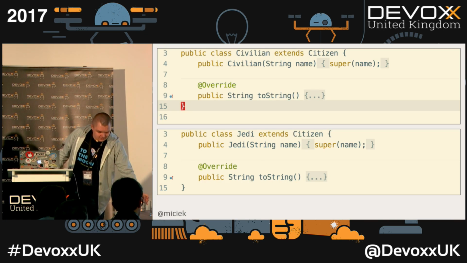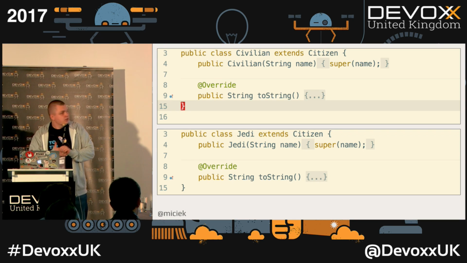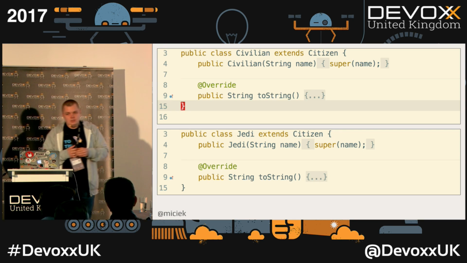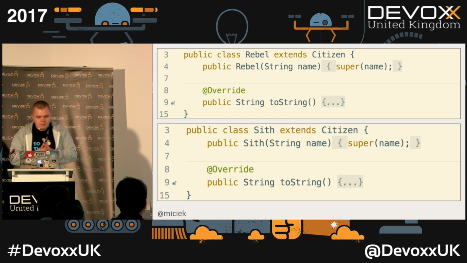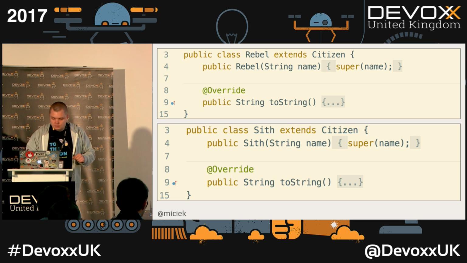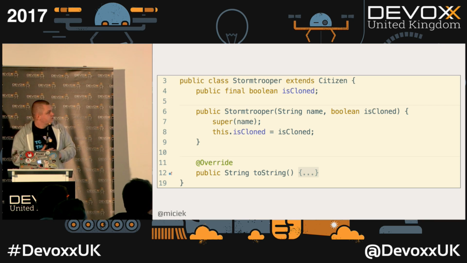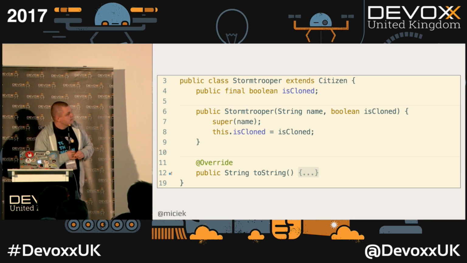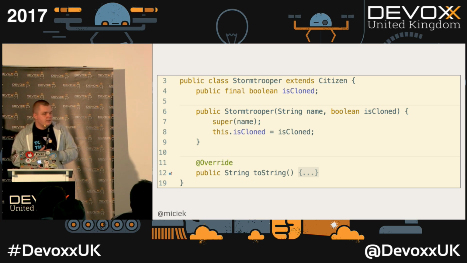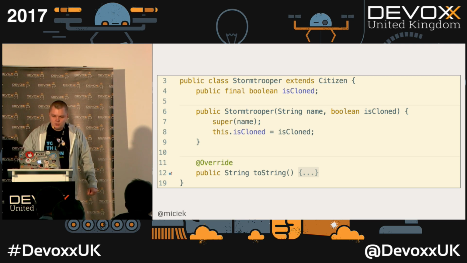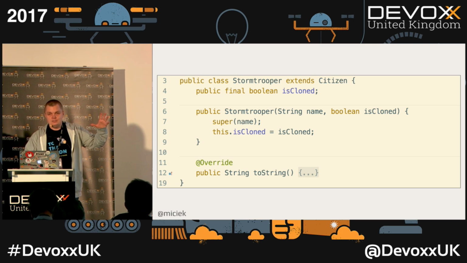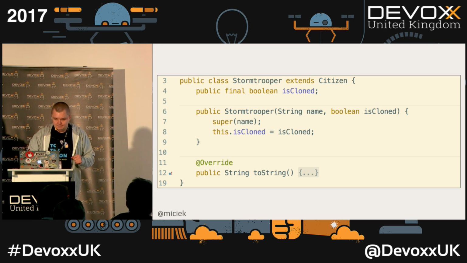So this is an abstract class, but we can have concrete types. We can have a civilian with also just a name, a Jedi, a rebel, and a Sith, also just names. And of course, a stormtrooper, which is a type with a name and a Boolean flag, which means whether this particular stormtrooper was cloned or not. So this is our domain model for the citizens of the galaxy.